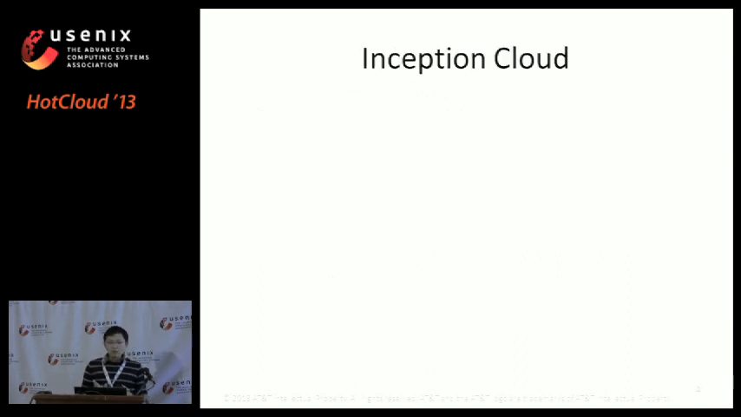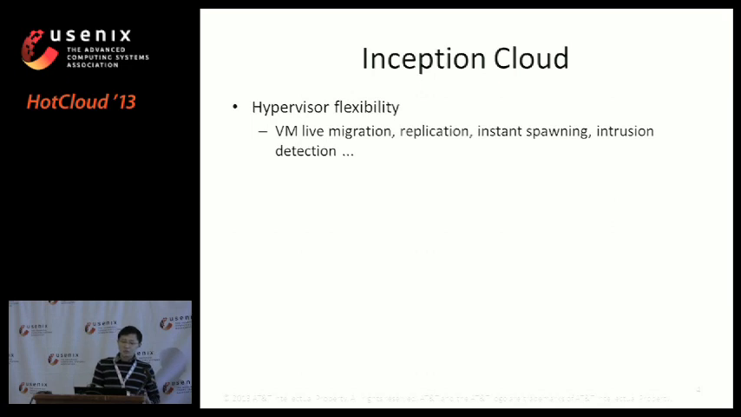So to build and run your own Inception Cloud, you get a huge amount of benefits. First, you can enable whatever fancy or great hypervisor flexibility in Inception Cloud. For example, you can do VM live migration, provide high availability to your VMs by replicating the VM instances, do instant spawning under high workload, and conduct intrusion detection by customized DOM0 firewall rules.